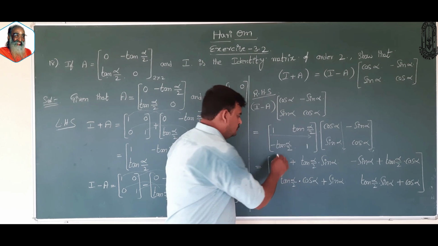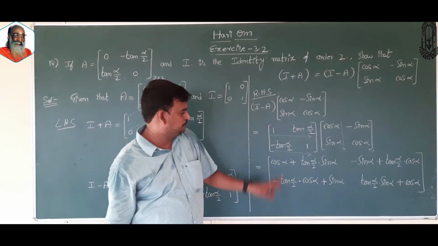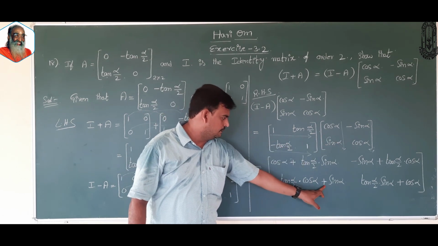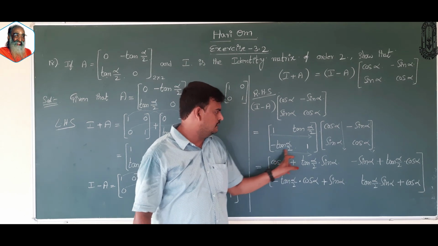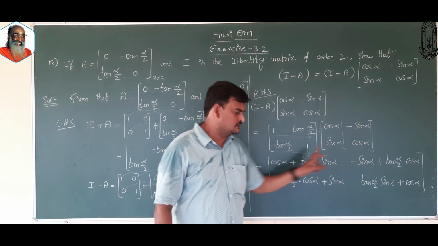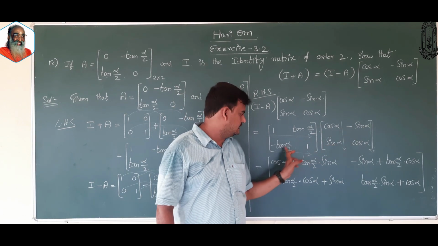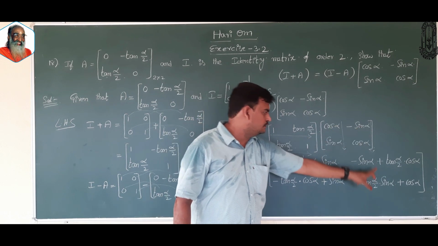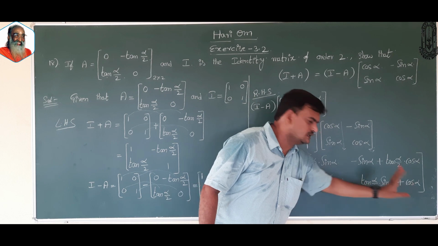Now row 2 elements will multiply with the column 1 and column 2 elements. Minus tan alpha by 2 into cos alpha plus 1 into sin alpha. Row 2 elements will multiply with column 2 elements: minus tan alpha by 2 into minus sin alpha. Minus into minus becomes plus. So tan alpha by 2 into sin alpha plus 1 into cos alpha.